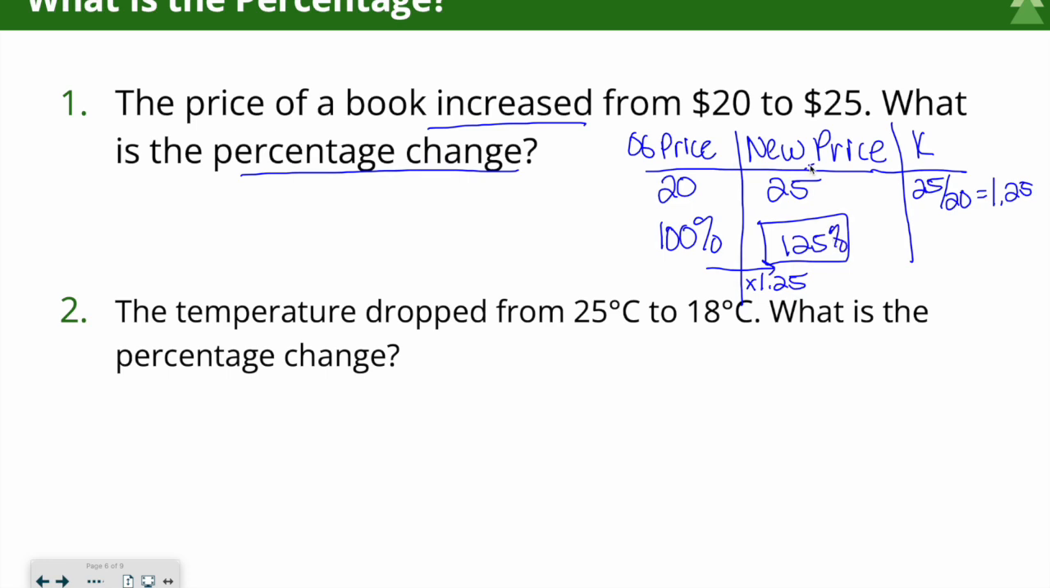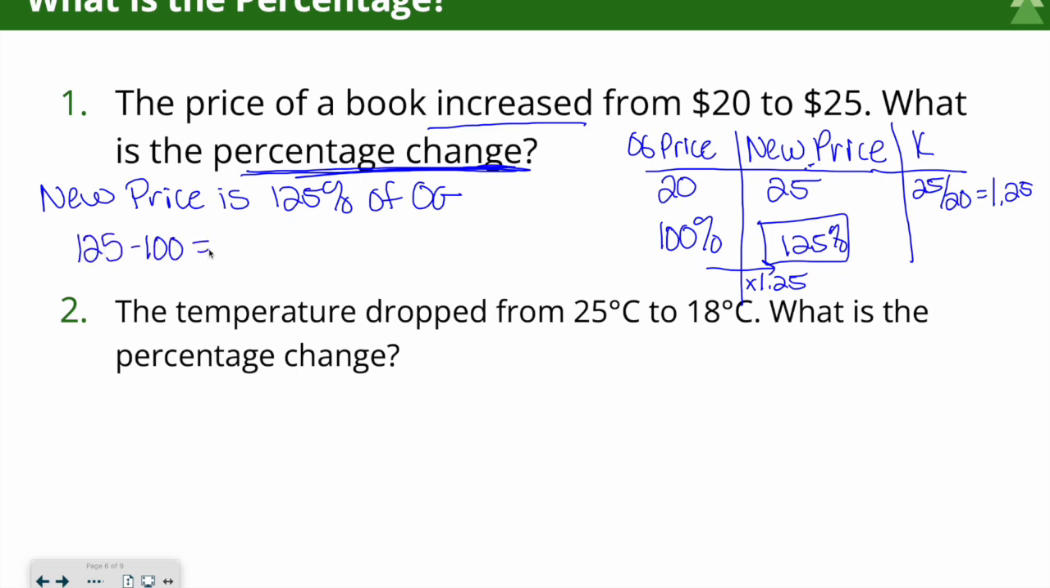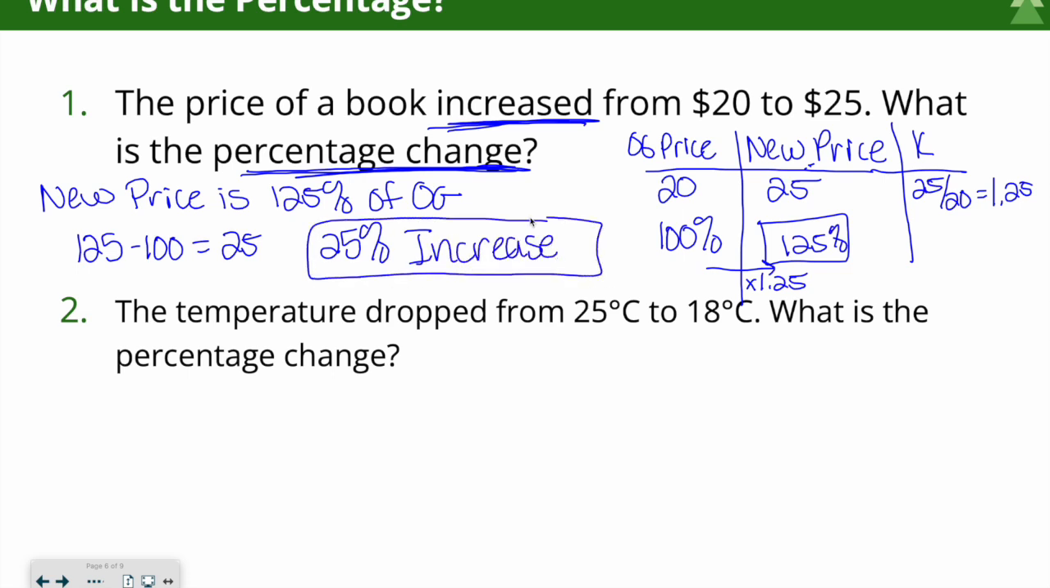If we look at our column, that's the new price. So the new price is 125% of the original. But the question wants to know what's the percent change. So if we do 125 minus 100, we get 25. So it is a 25%, and it went up, it increased. So a 25% increase.